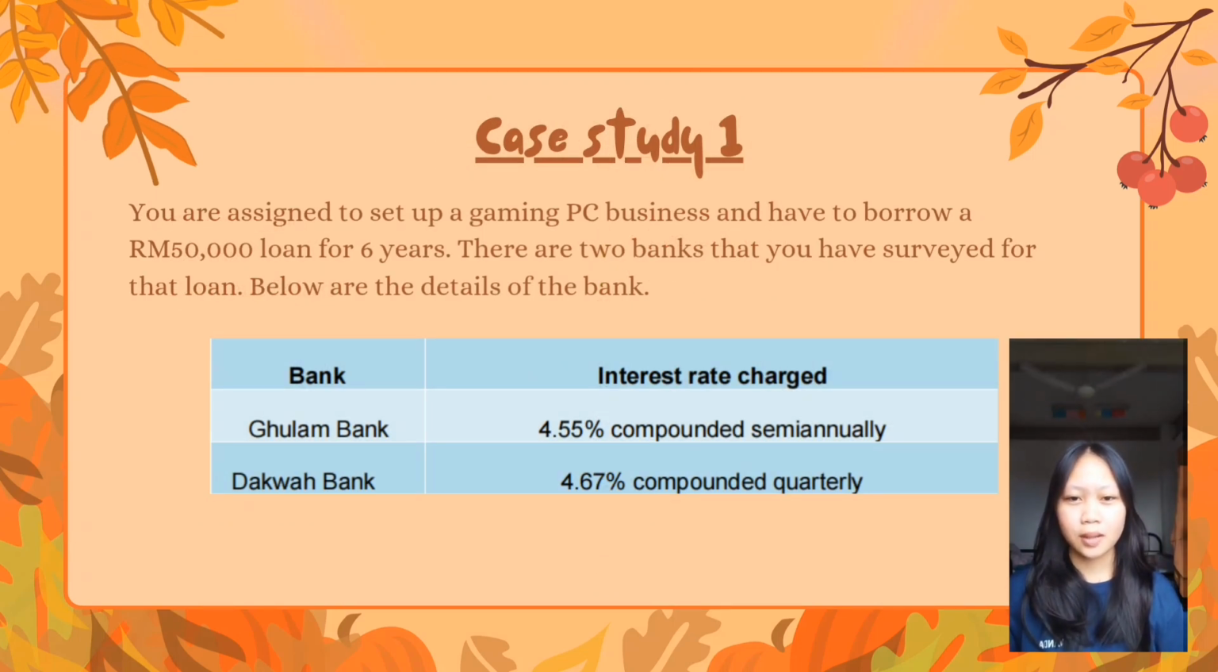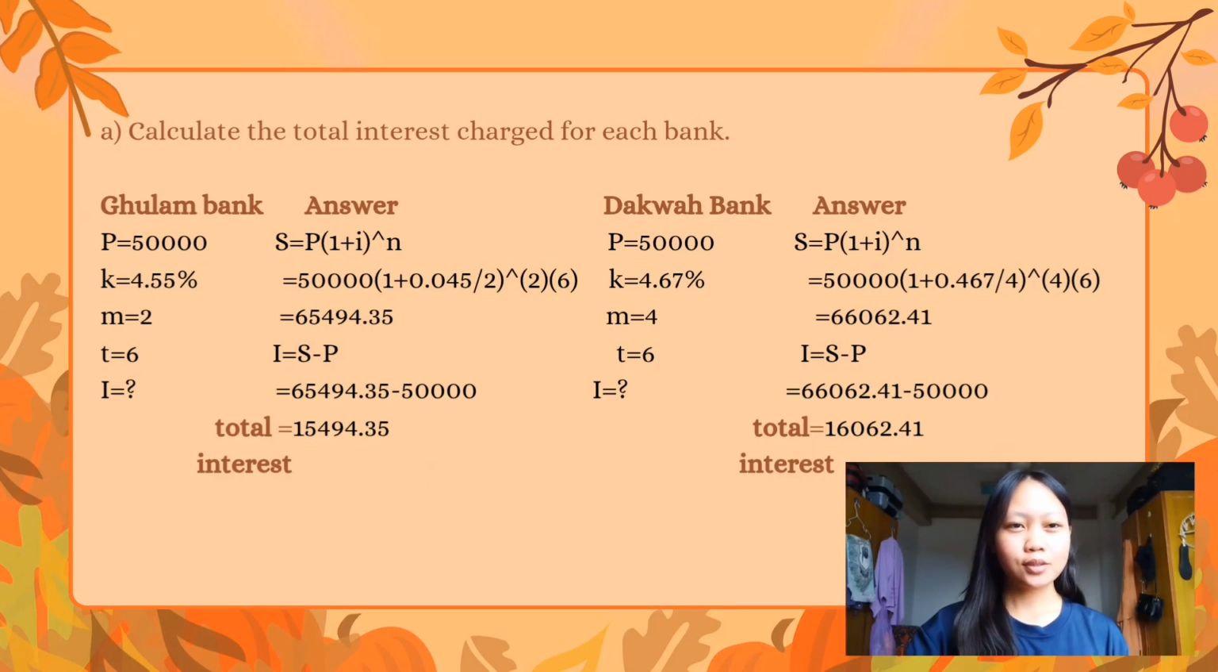Now let's look at question case study 1. You are assigned to set up a gaming PC business and have to borrow a 50,000 loan for 6 years. There are 2 banks that you have surveyed for that loan. First is Gulam Bank that has a 4.55% interest rate charged compounded semi-annually. Second is Dakwa Bank. Dakwa Bank has a 4.67% interest rate charged compounded quarterly. Now let's look at the first question. A. Calculate the total interest charge for each bank.